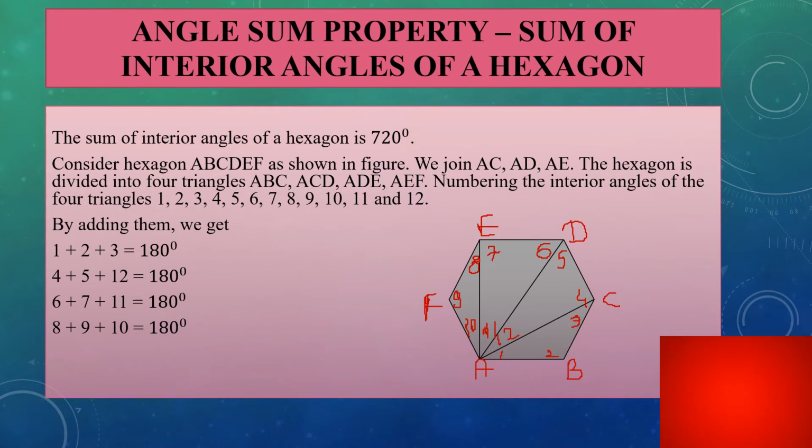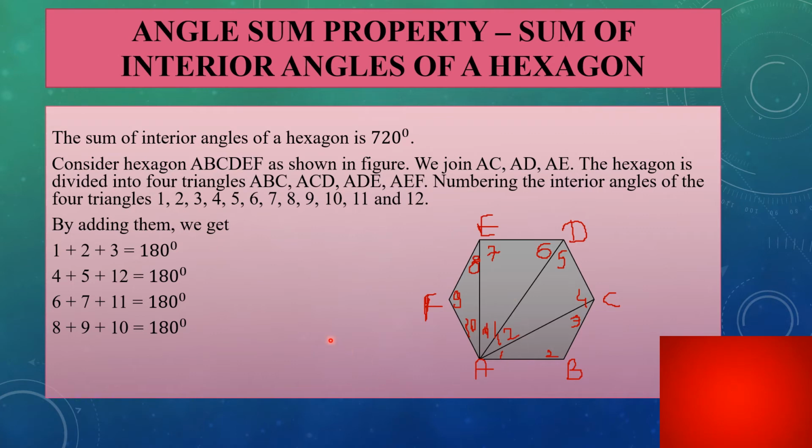Now, the next point is angle sum property, sum of interior angles of a hexagon. The sum of interior angles of a hexagon is 720 degrees. Consider the hexagon ABCDEF as shown in the figure. Now here we have to join AC, AD, AE.